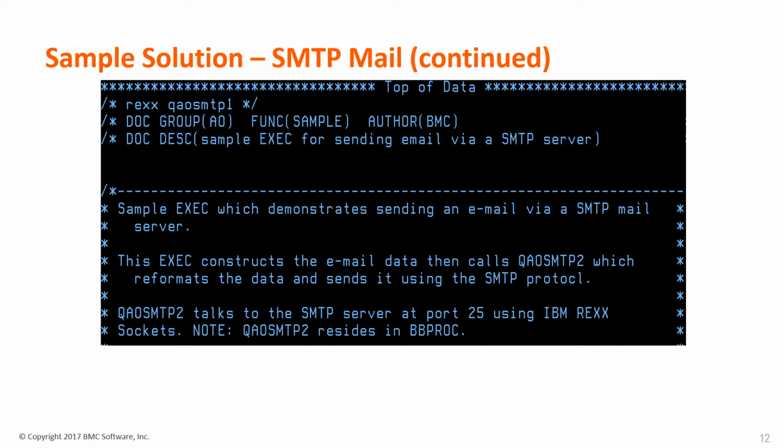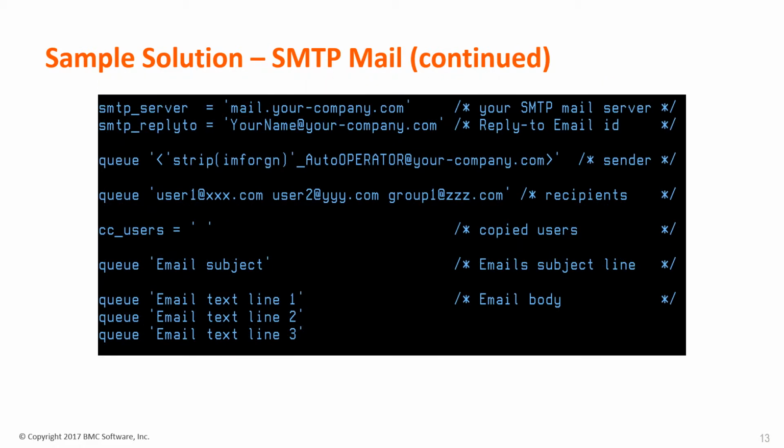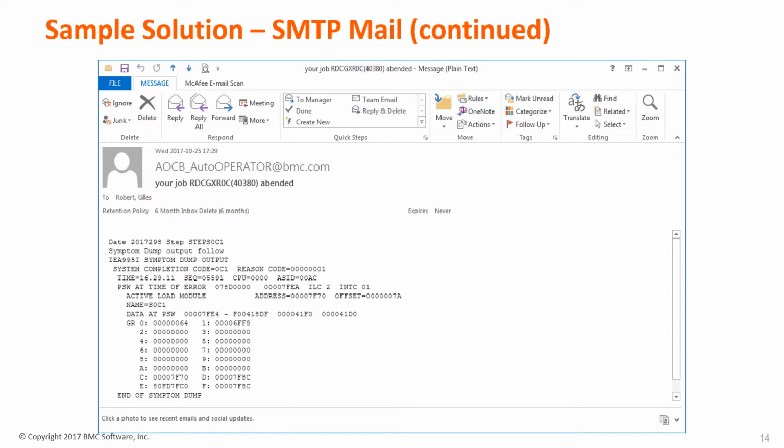Here's an example of the SMTP exec. If we scroll down, we can modify the values for the SMTP server and then the reply to email, as well as the email we want to send it to. We also specify the subject for our email as well as the message body near the bottom. And when our rule fires, this is an example of a message we might receive in email.